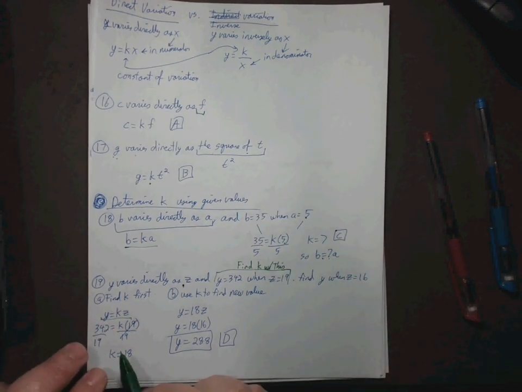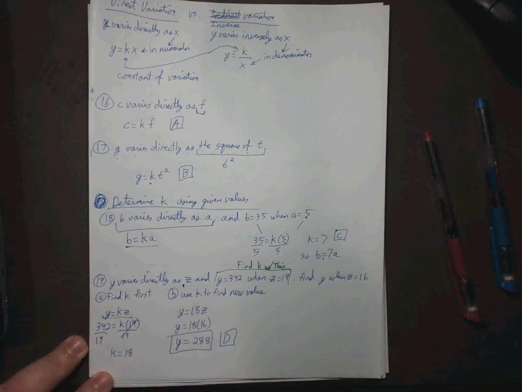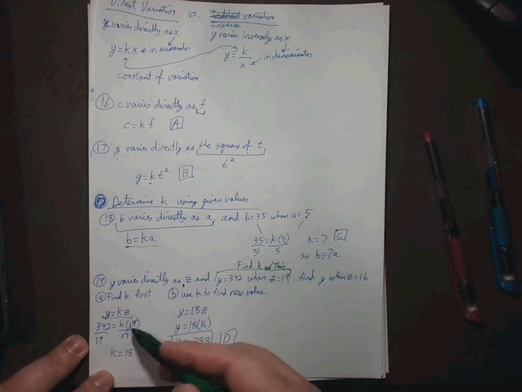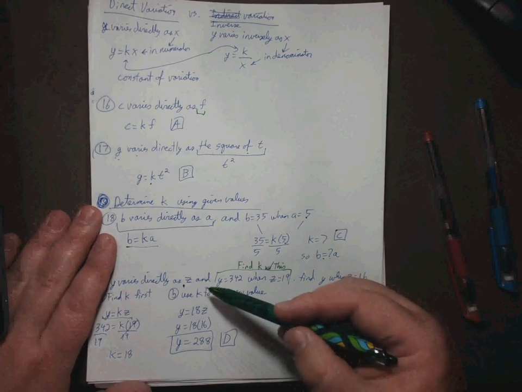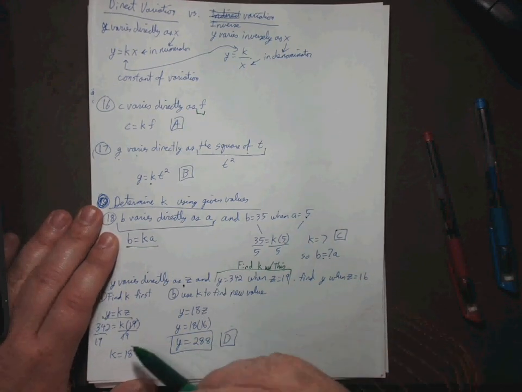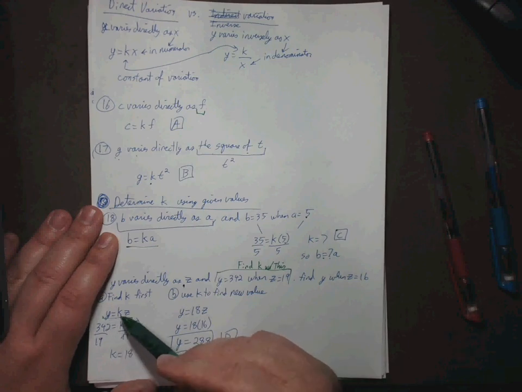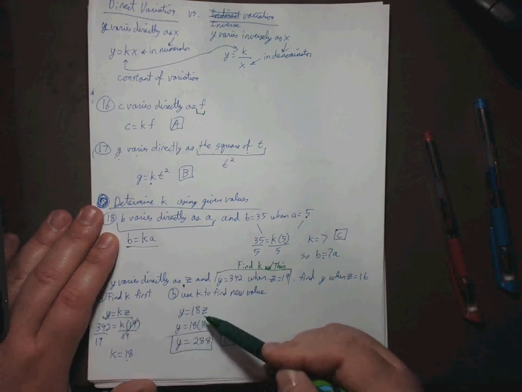Alright? And so then you work it out, you divide both sides by 19, you get k is 18. Okay? It's k times 19, so you got to do division to move it over. Now, you use the k to find the new value. Okay, so our formula turns into, instead of y equals kz, we know k is 18. So y equals 18z.